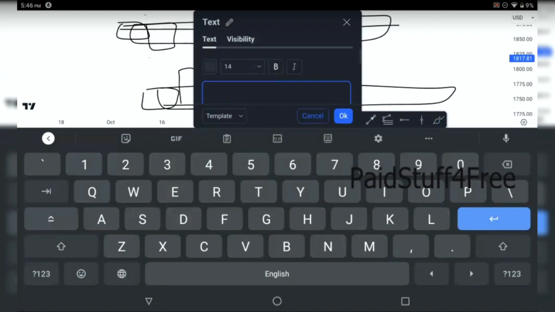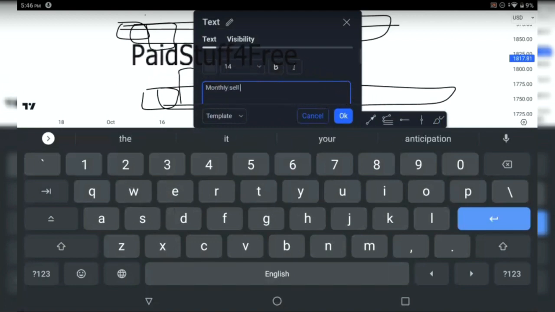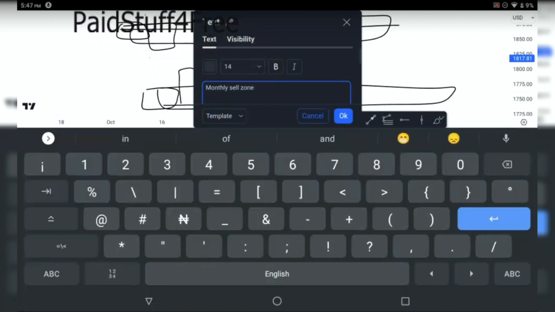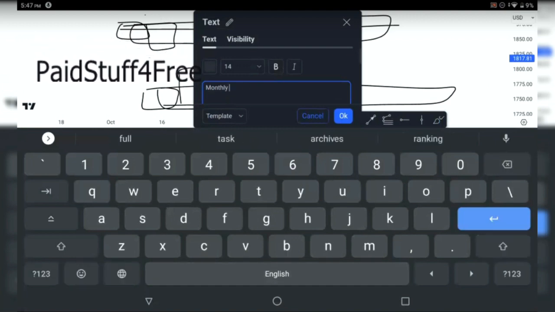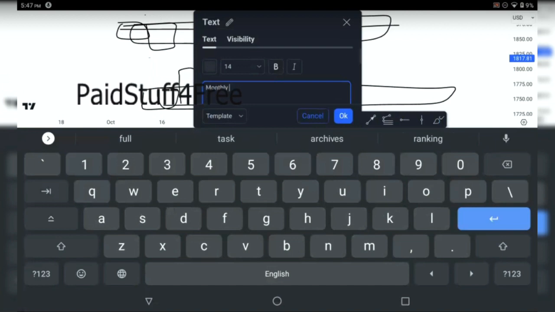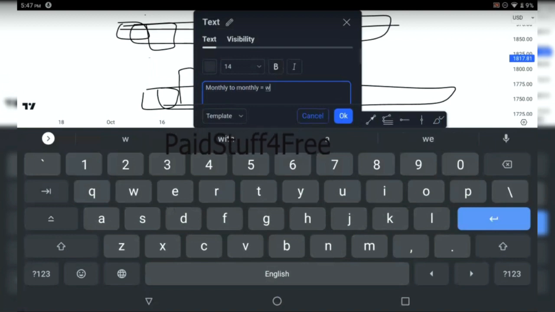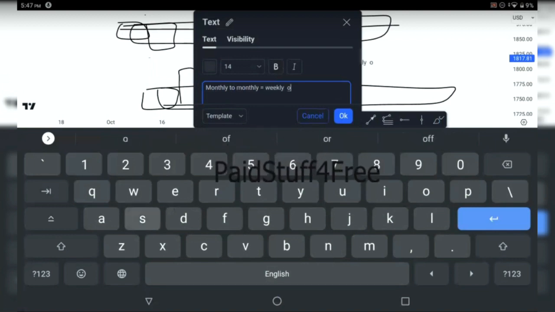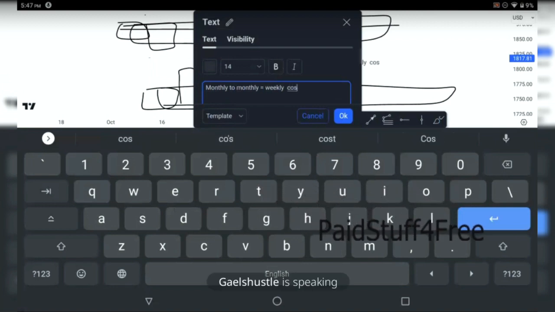Write this down. If you have a monthly sell zone, first of all, okay, let's do this. Monthly to monthly, we need a weekly COS. You guys know what COS means, right? Change of storyline. You guys understand?